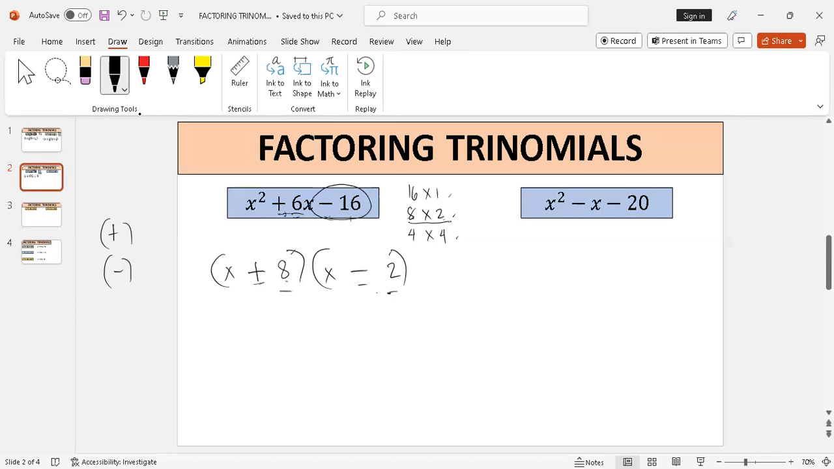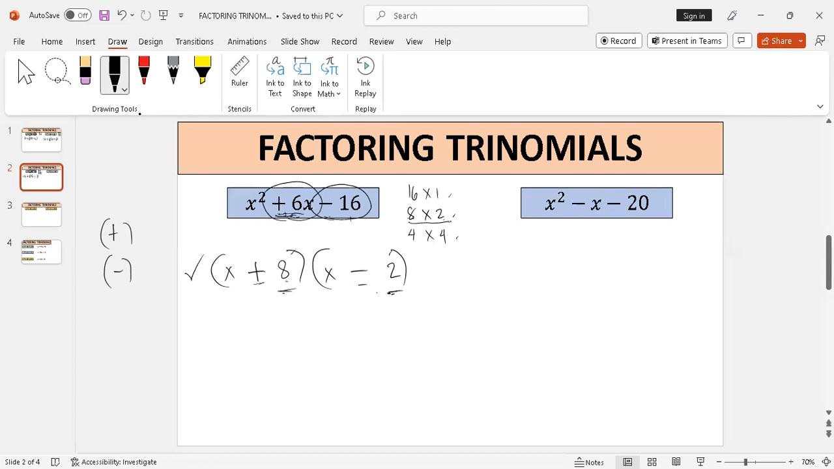Next, kapag pinag-add yung second terms ng binomials, dapat ang maging sagot ay yung middle term ng trinomial. So, positive 8 plus negative 2 is positive 6. So, these factors are correct.